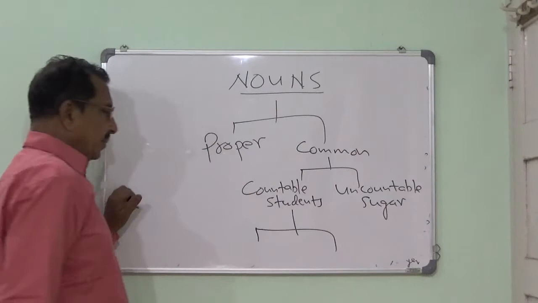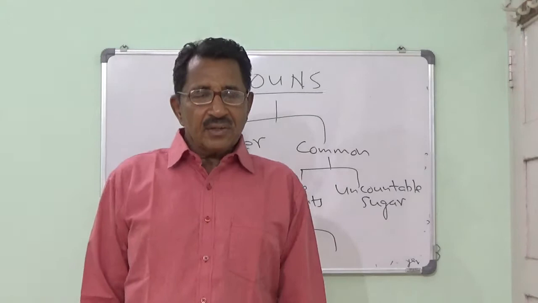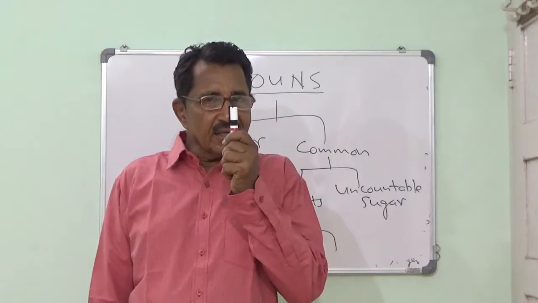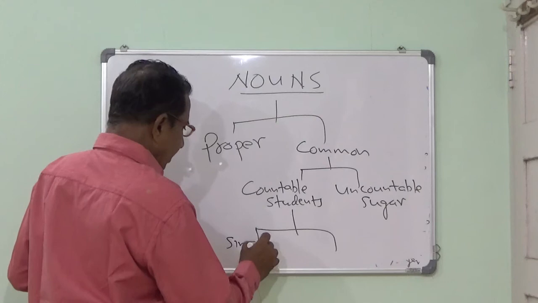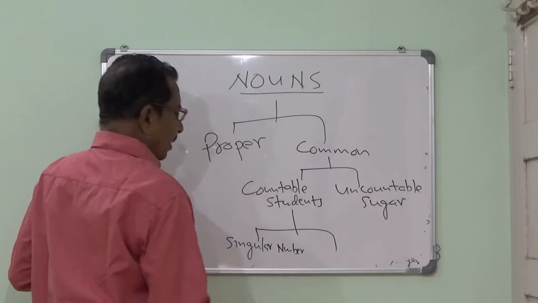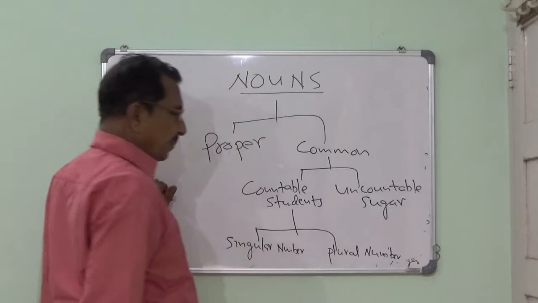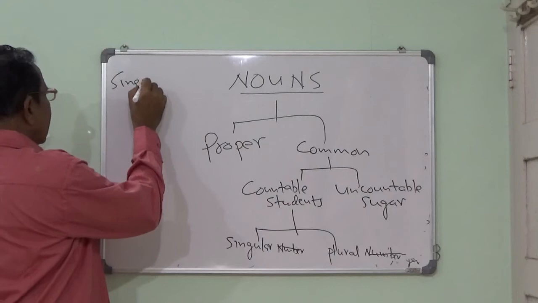How many numbers in grammar? How many numbers in mathematics? Infinite. 1, 2, 3, 4, 5, 6, 7, 8, 9, 10, 11, 12, like that. But how many numbers in English grammar? Only two. What are they? Singular number and plural number. You need not repeat the word number, that is understood. So we will say singular and plural.